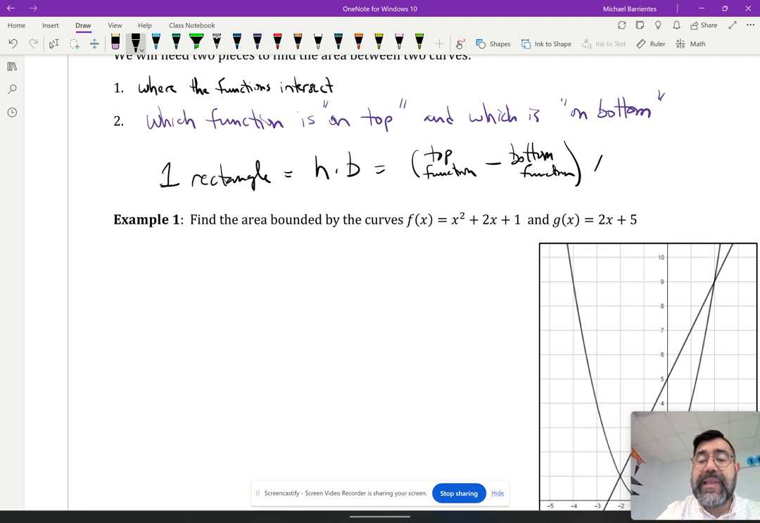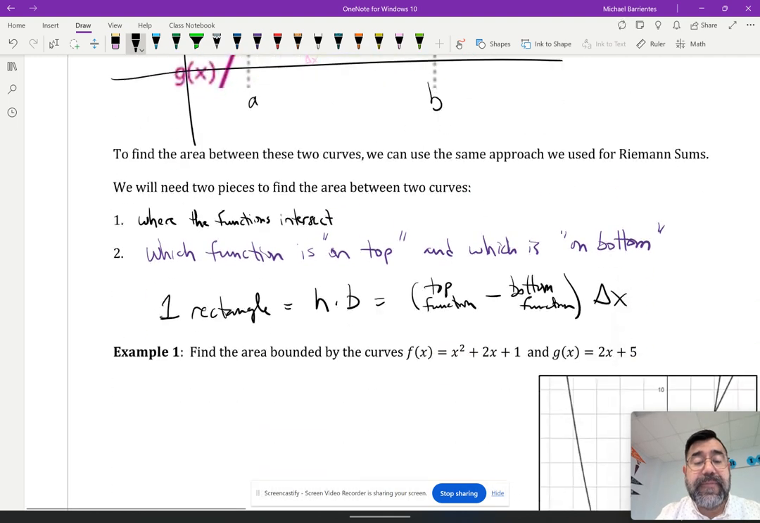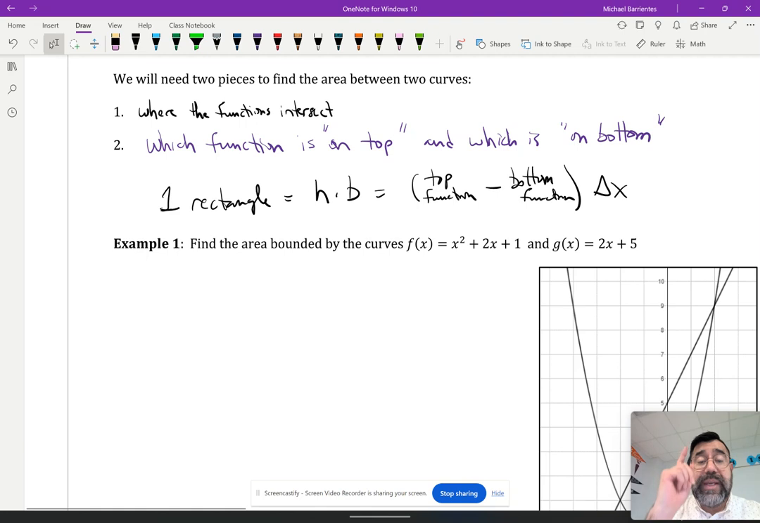And the base is going to be my delta x, the little skinny width of that strip rectangle that we just created up here. That's how I'm going to do the area of one rectangle. But we want to add an infinite number of rectangles, so we're going to take an integral from the start to the end of this setup.